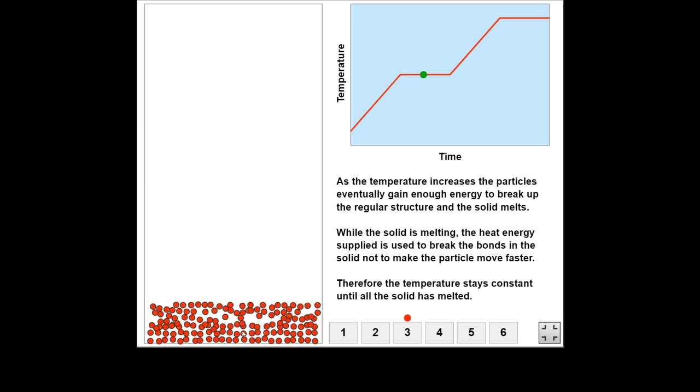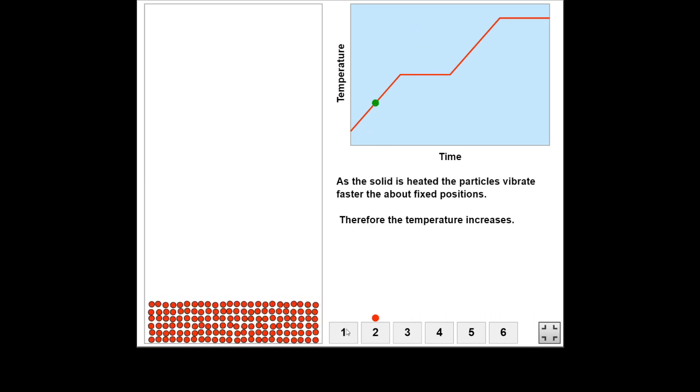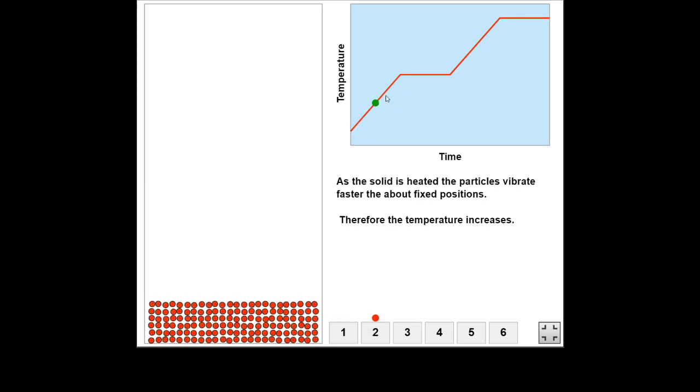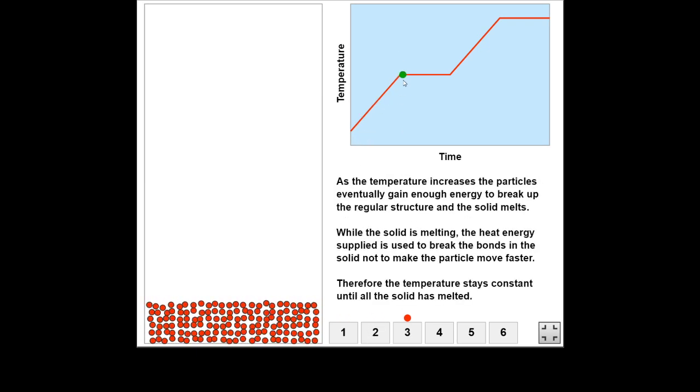So as we break those bonds, that requires energy. It requires energy to break a bond. So at the start, every time we add a little bit more energy, the temperature goes up. We start off with it cold down here, we add a bit of energy, temperature goes up, add a bit of energy, temperature goes up, add a bit of energy, temperature goes up, until it gets to this point here. Then the energy stops being used to raise the temperature, the energy is used to break these particles' bonds.